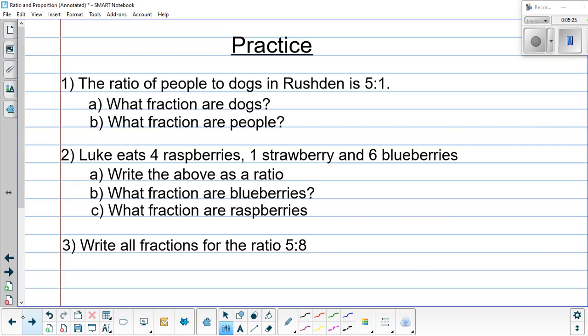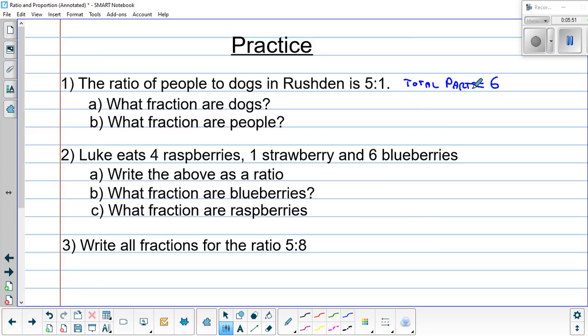Okay, so we're back, and we're looking at question 1. The ratio of people to dogs in Russia is 5 to 1. That means our total parts is 6, right? You can always think, why would that be our total parts? Think of it as a group. Think if you have one group of people.